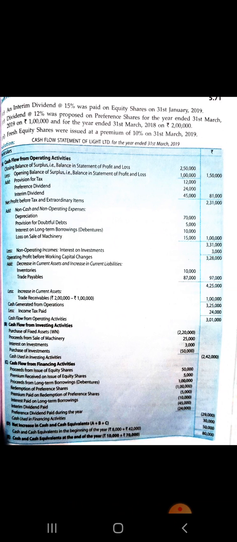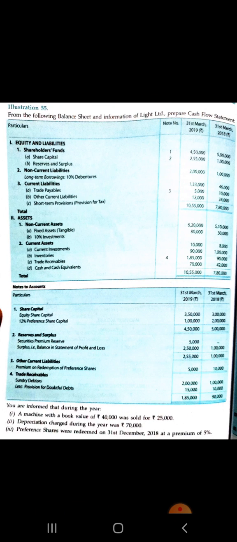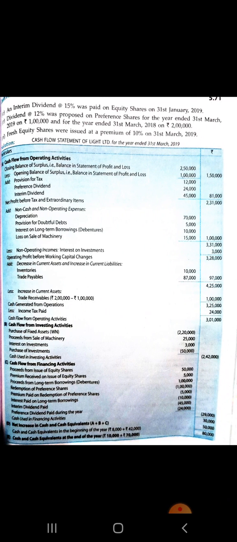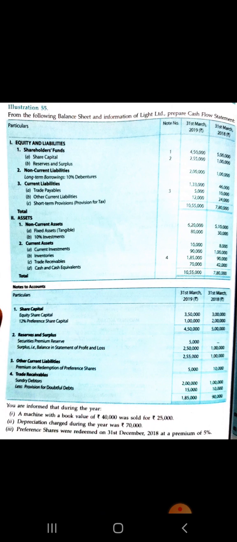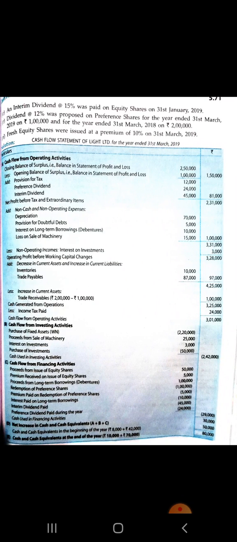Next, cash from financing activity, issue of equity shares 50,000. Equity shares previous year's amount 3 lakh. Current year's amount 3,50,000. That means equity shares of rupees 50,000 were issued during the year. Issue of equity shares rupees 50,000 is an inflow. Then premium received on equity shares rupees 5,000. Last adjustment, fresh equity shares were issued at a premium of 10%.